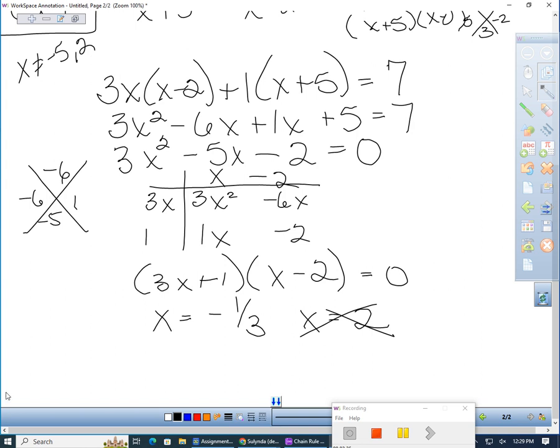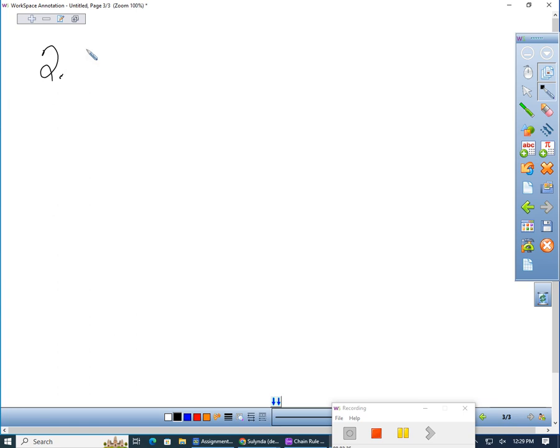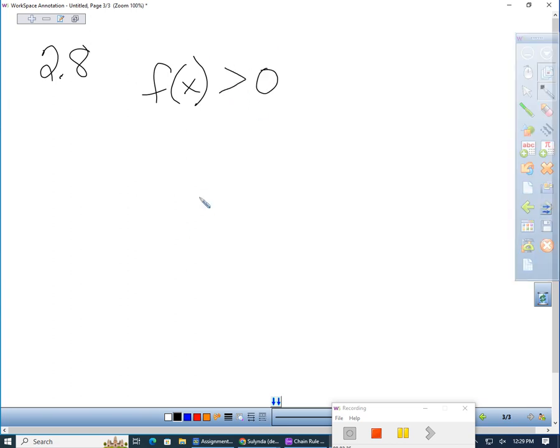Okay. All right, so let's go on to 2.8. 2.8, the only difference is we now have an inequality. If you recall, when we were doing inequalities before, if I had f of x is greater than 0. Oh, sorry. Let's call it solving inequalities.